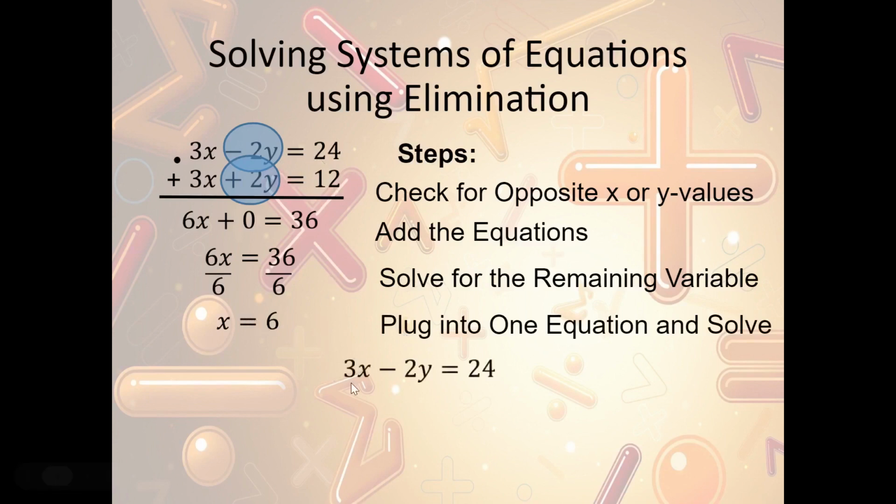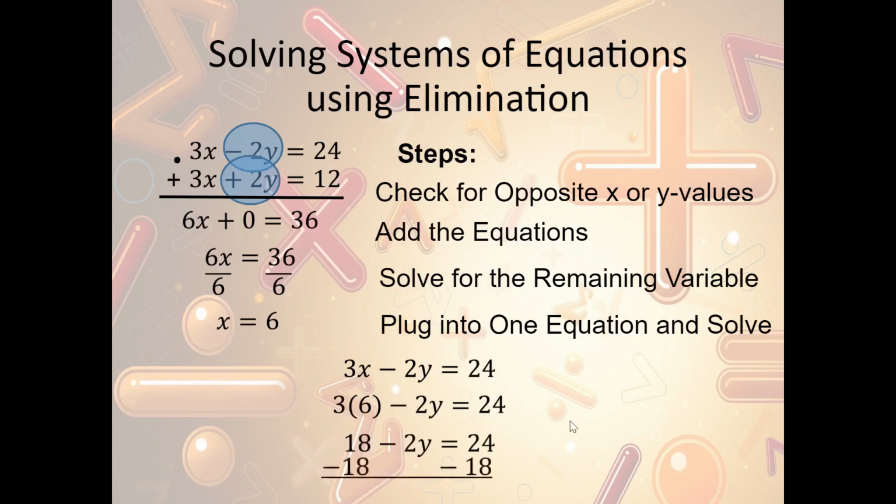We're going to plug 6 in where x is. So instead of 3x minus 2y is equal to 24, it's going to be 3 times 6 minus 2y is equal to 24. So 3 times 6 is 18. So we get 18 minus 2y is equal to 24. We need to get rid of this 18, so we're going to subtract 18. And we're left with negative 2y is equal to 24 minus 18 is 6. We'll divide both sides by negative 2, and we get y is equal to negative 3.